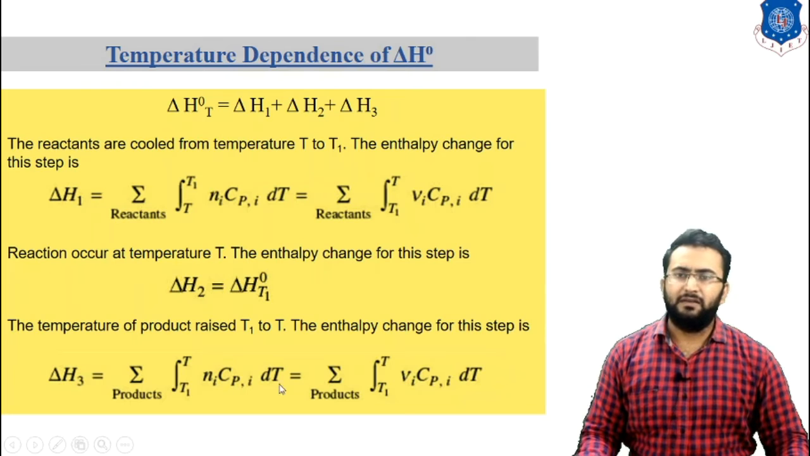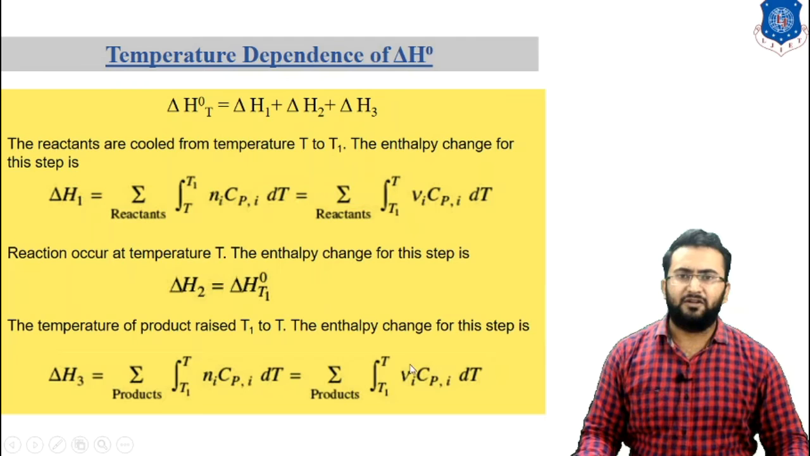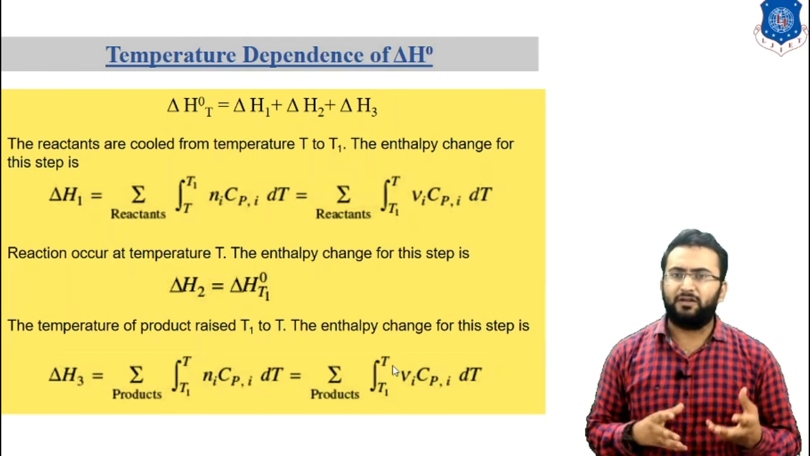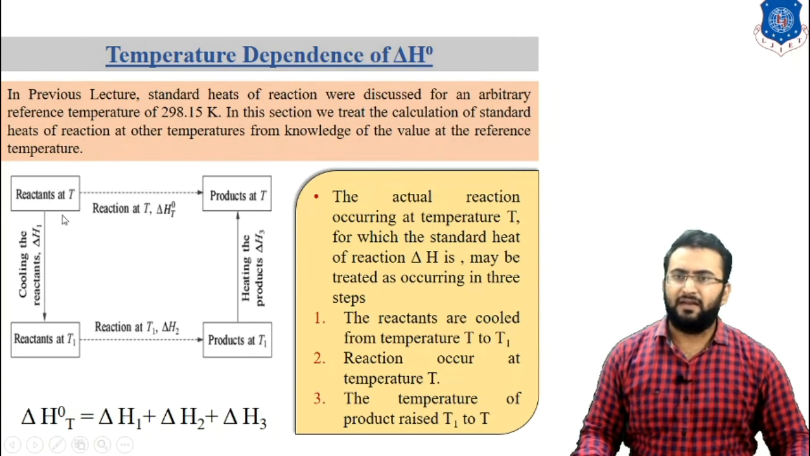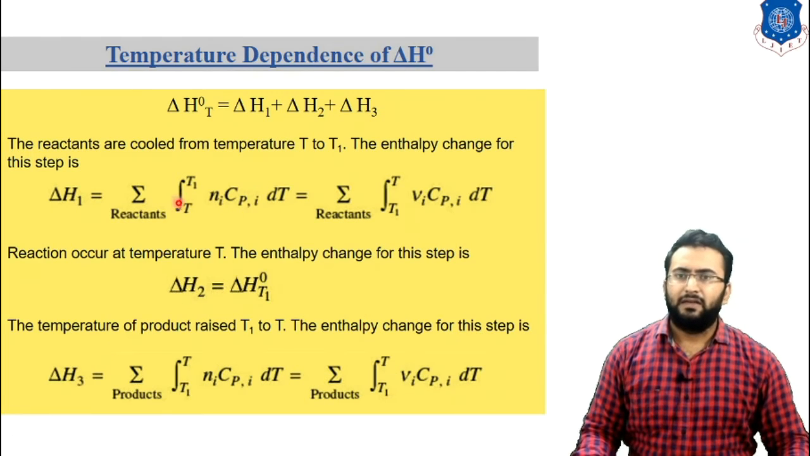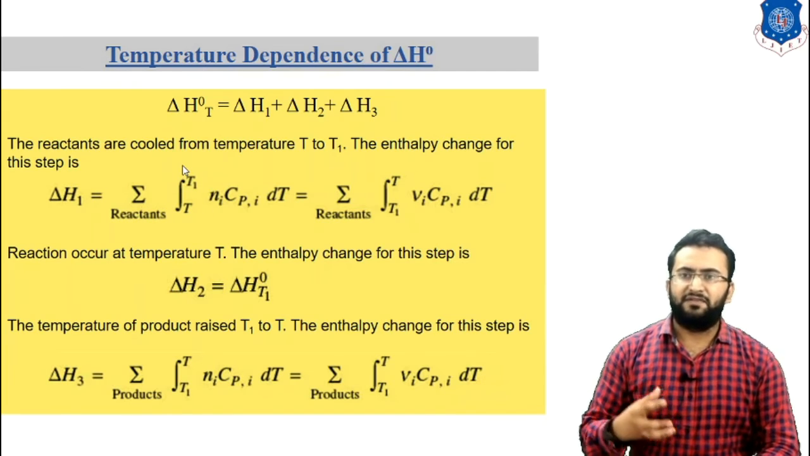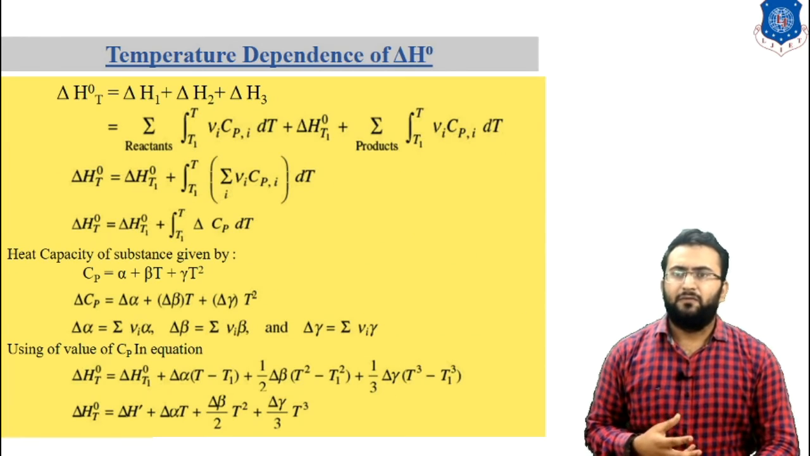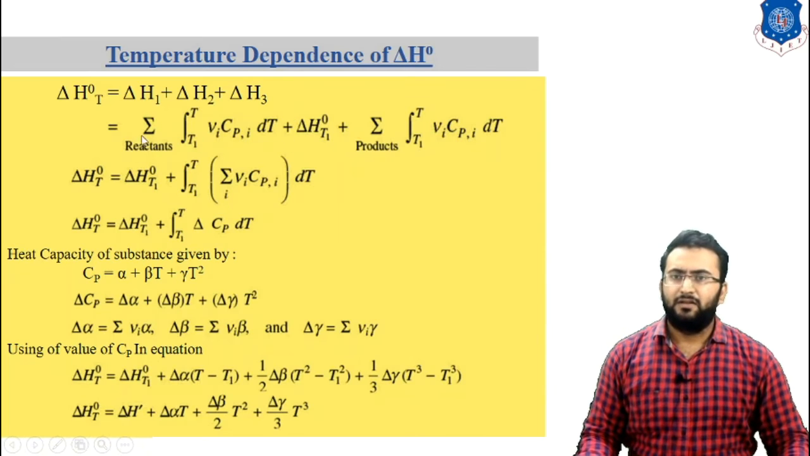If we want to write this equation in terms of the stoichiometric number, then n is replaced by the stoichiometric number, and the stoichiometric number for a product is positive, so there is no change in the limit. Here we take limits T to T1 because in this figure we can see that the temperature changes from T to T1. Using all three terms, we get delta H_T is equal to delta H1 plus delta H2 plus delta H3. The summation of all three terms gives this result.